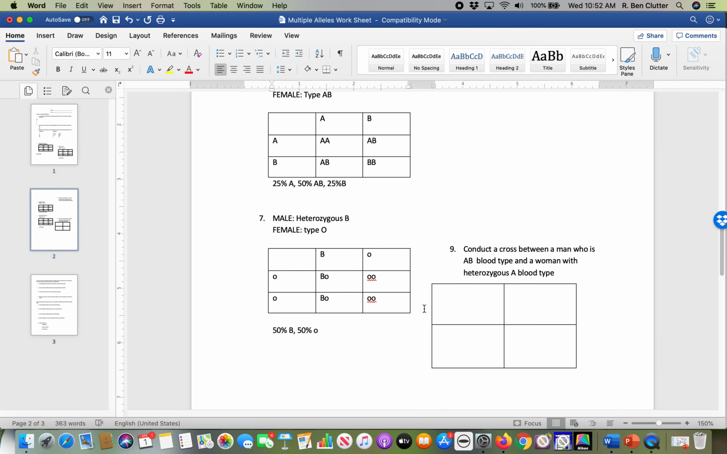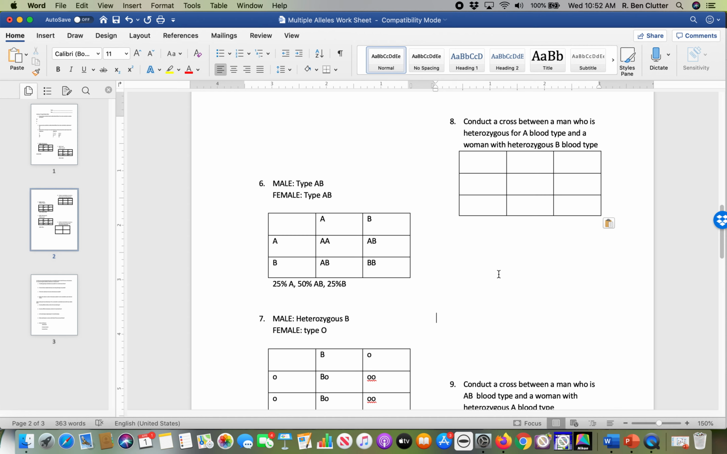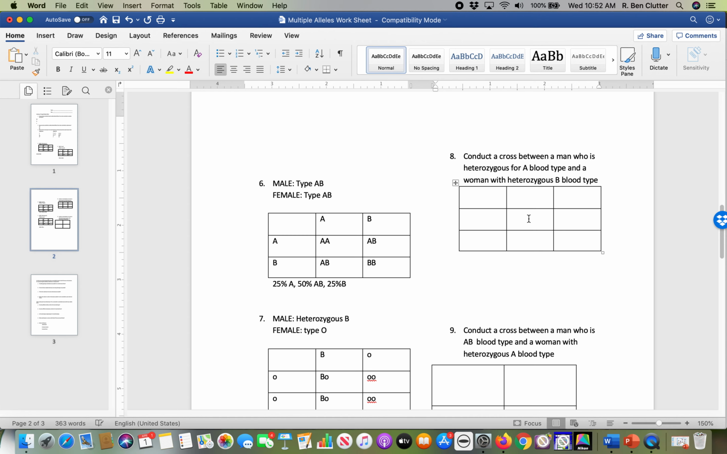Here's problem number 8. Okay. So, conduct a cross between a man who is heterozygous for type A blood and a woman with heterozygous B blood. So, hetero means one of each, right? So, AO. And she is heterozygous for type B blood, so that's going to be B and O. Again, one of each, and it has to be one dominant, one recessive. It can't be AB because AB is AB blood type. They are A blood type and B blood type.